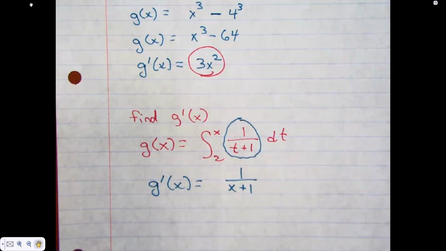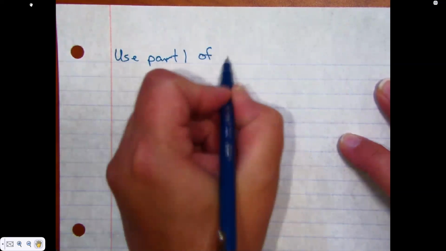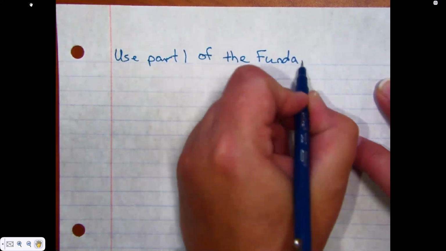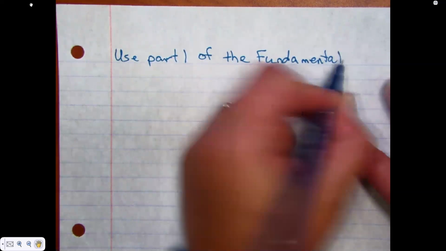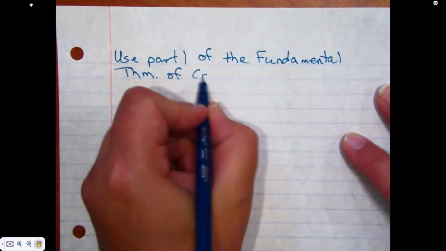Okay. All right. Let's do just a few more, and then we'll talk about, there's 2 ways to make it a little bit harder, but you don't have to write this down. The official directions are use part 1 of the fundamental theorem, we'll just abbreviate, theorem of calculus.